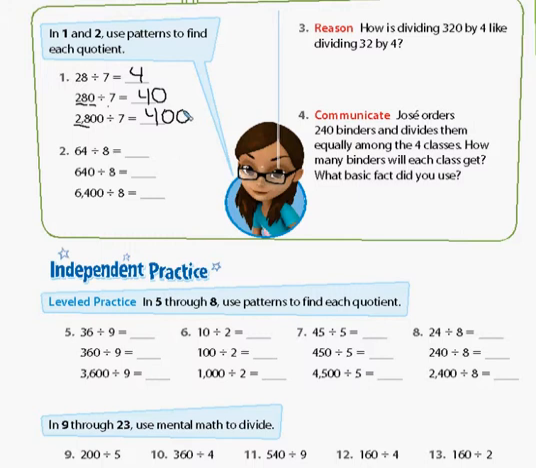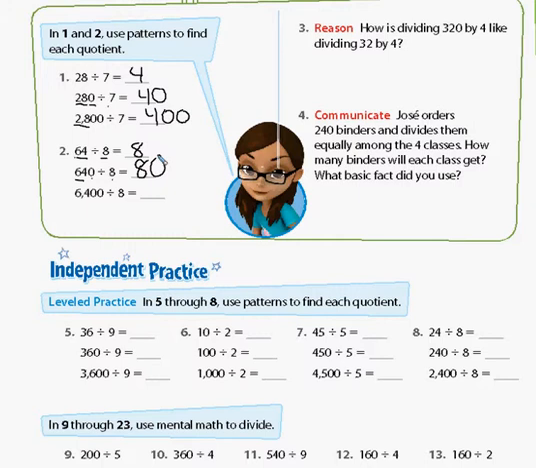Problem number 2, okay, 64 divided by 8. We know that 8 times 8 is 64, so 64 divided by 8 would be 8. The same basic fact, 64 divided by 8 is 8, and we have 1 zero to mark our place value, so that would be 80.